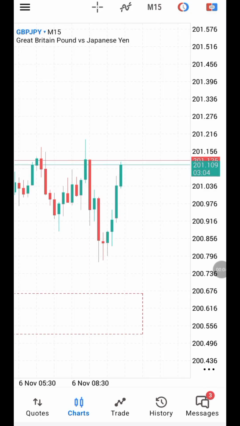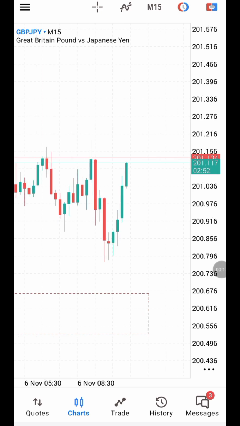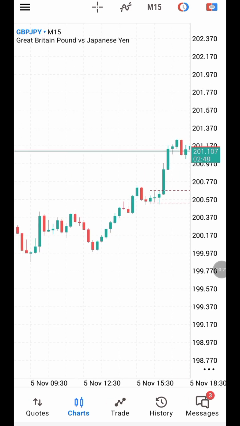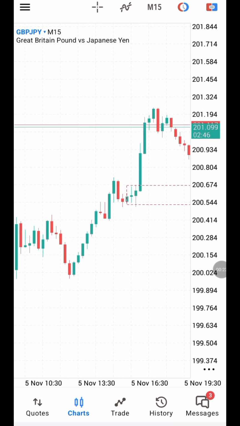Out there on my channel, where I analyze GBPJPY under the 15 minutes time frame, I marked out the smart money key levels, the order block where I'm seeing price reacting to, and then we're able to mark out 2 order blocks. Let me quickly show you guys on MT5 before we proceed.